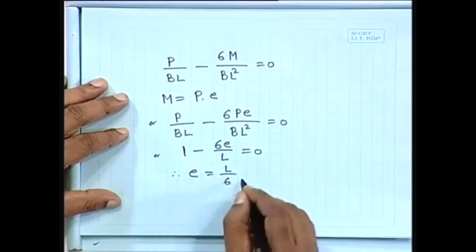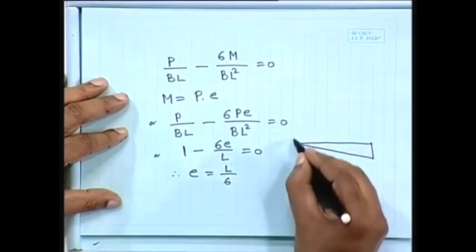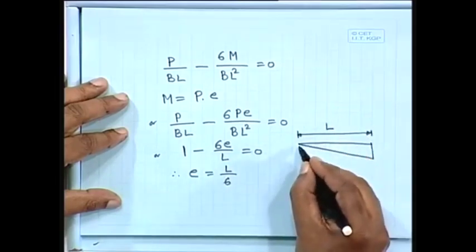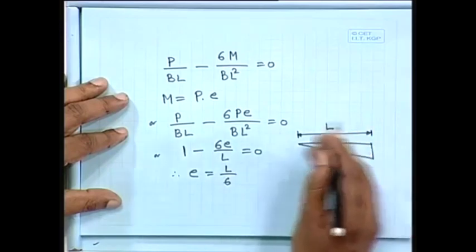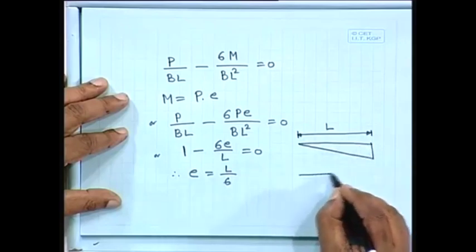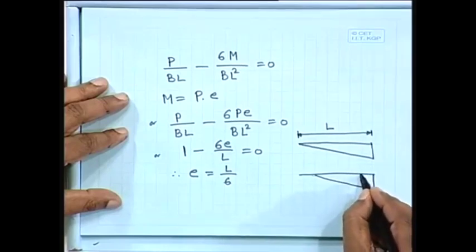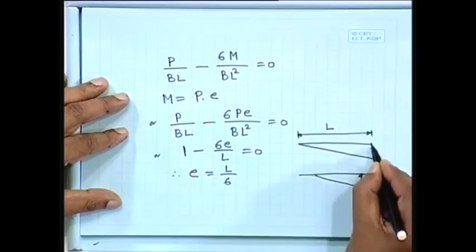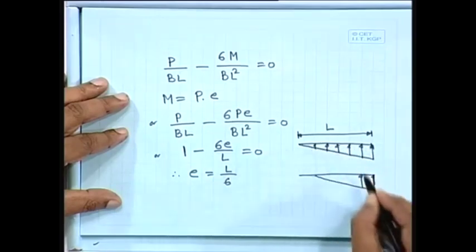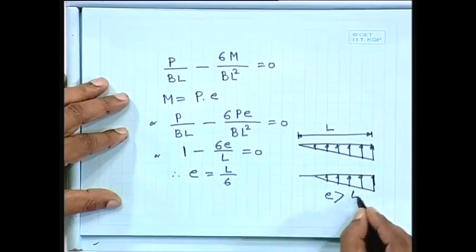That means if we get E equal to L by 6, in that case what will happen? You will get stress only on one side. That means this is the length L of the footing, so at one end we shall get 0. Now if E exceeds that L by 6 value, then we may get a certain length, like this, that means a certain portion not in contact with the soil. This is if E greater than L by 6.